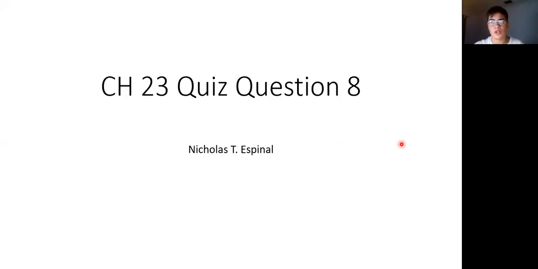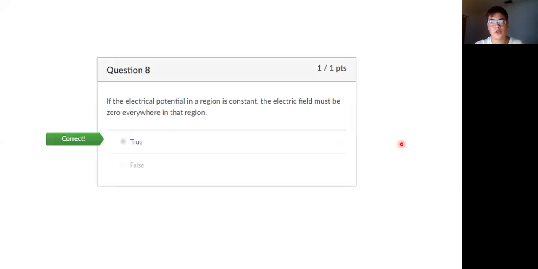This is the eighth question on my Chapter 23 quiz, and this is what it asks. This is a true or false question, and it's asking if the electrical potential in a region is constant, the electric field must be zero everywhere in that region. The correct answer is true, and the first thing we need to ask ourselves is, what is electric potential?